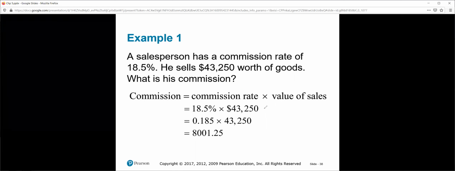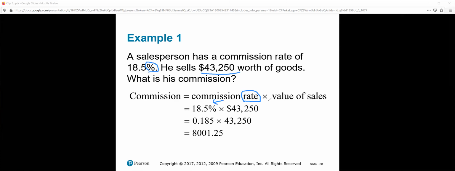Example again, this math looks super easy because it is, right? Example, a salesperson has a commission rate of 18.5%. He sells $43,250 worth of goods, probably a car, I assume at that point. What is his commission? Well, rate means percent. If you see a rate, you probably have a percent. So 18.5% is your commission rate. It drops into that part of the equation.